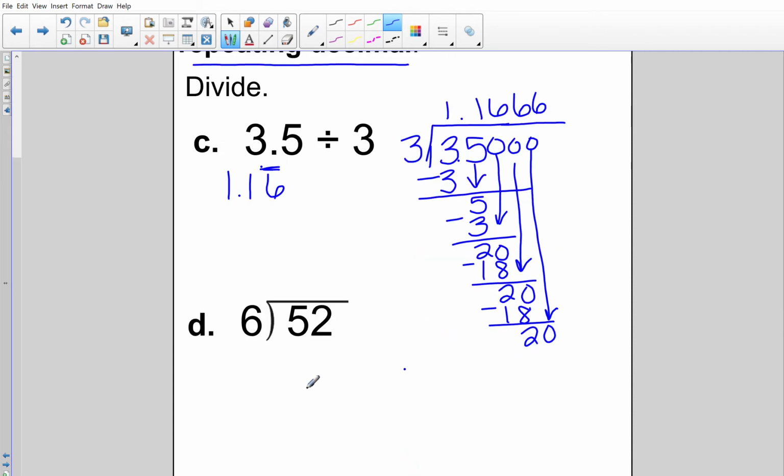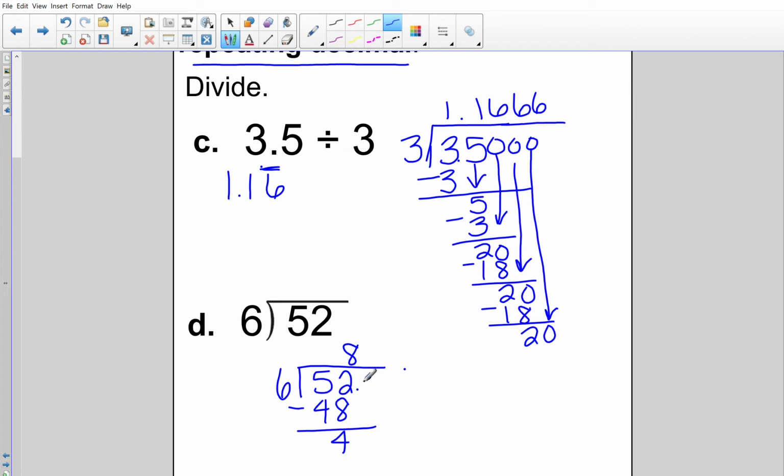So let's look at the next one. So I have 52, and I want to divide it by 6. So 52 divided by 6, I can do 8 to get 48. Subtract, and I have 4. So I've got a remainder.